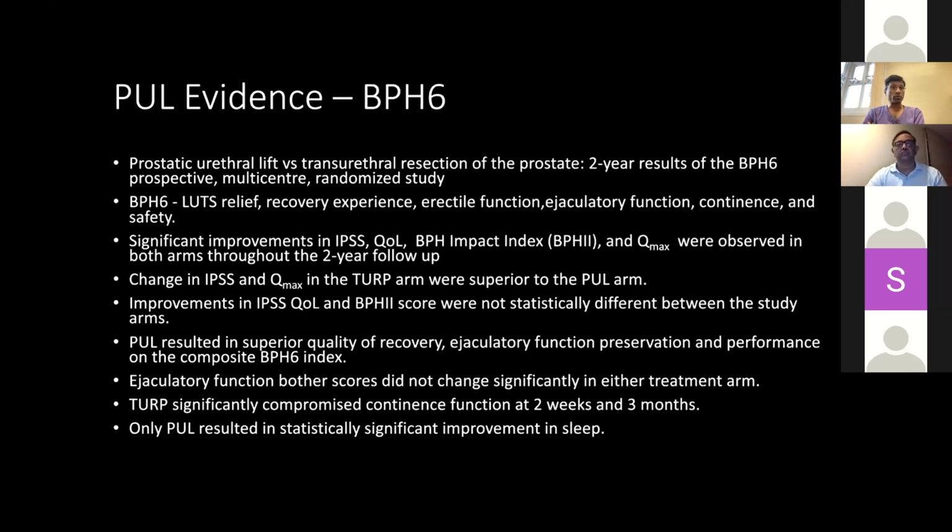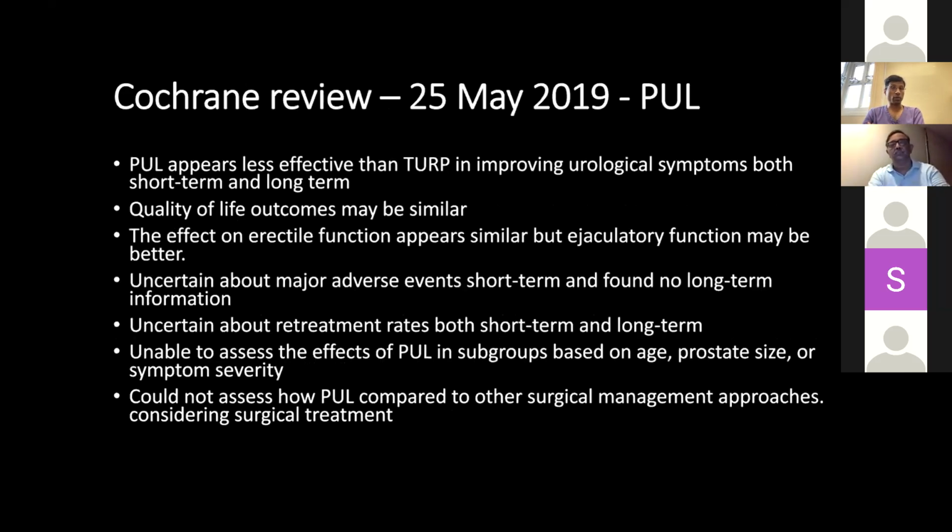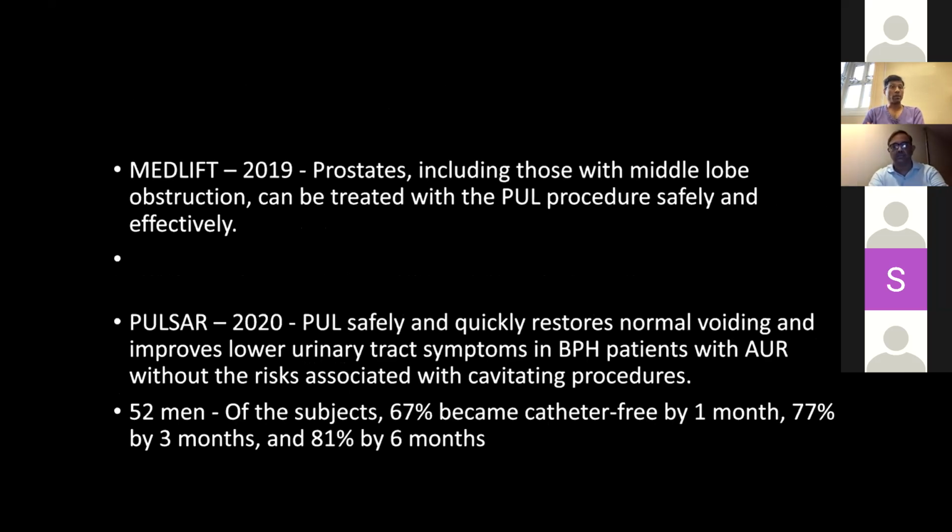So for the students who want to quote the evidence, the BPH6 study is a good evidence for prostatic urethral lift, and I've tried to place a summary of the evidence. There is a Cochrane review from May 2019, and the MedLift study specifically looked into the use of UroLift for patients with a middle lobe. Unfortunately, in the initial publications, they removed the patients with a middle lobe. So this is a landmark study for making UroLift practitioners use UroLift for the middle lobe also. Slightly different technique, but it's still working.